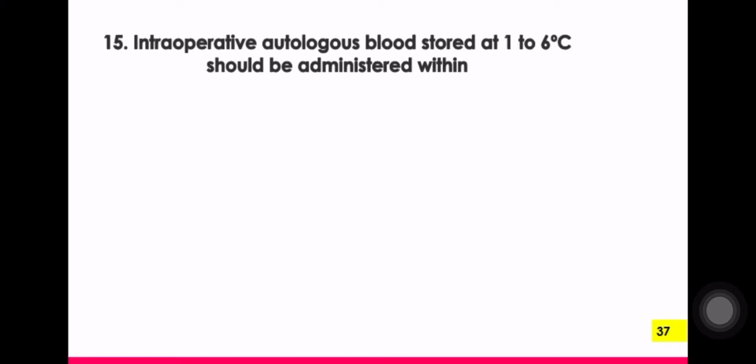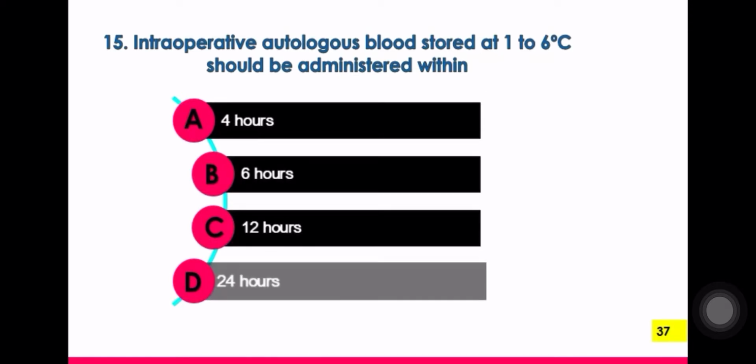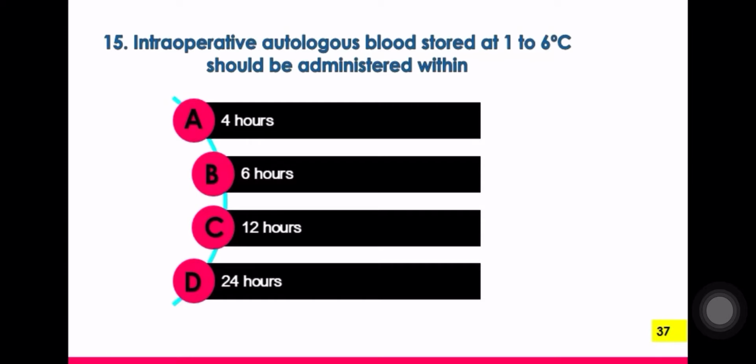Number 15, intraoperative autologous blood stored at 1 to 6 degrees Celsius should be administered within how many hours? A, 4 hours, B, 6 hours, C, 12 hours, or D, 24 hours. Again, please highlight intraoperative autologous donation and the 1 to 6 degrees Celsius. Correct answer is letter B.